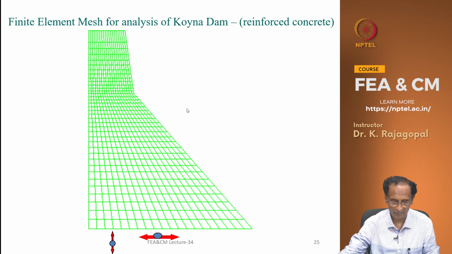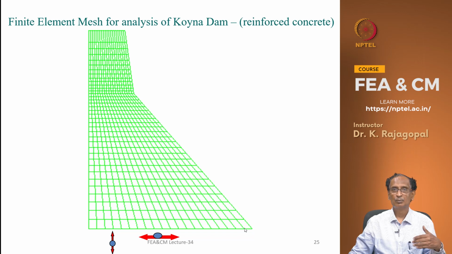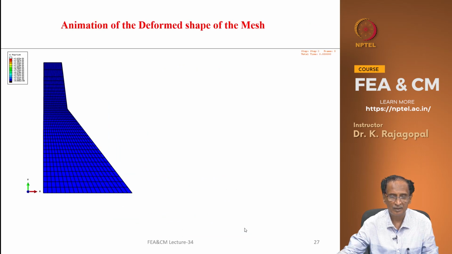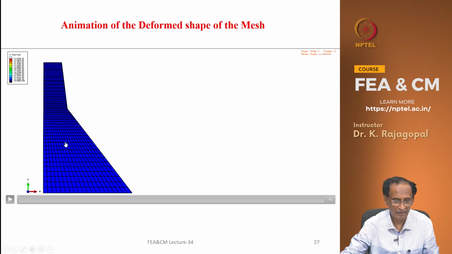And this was applied at the ground level, like we take all the nodes corresponding to the base and apply the acceleration, both in the horizontal direction and the vertical direction, and we can get our displacement. And here is an animation for the displacement.